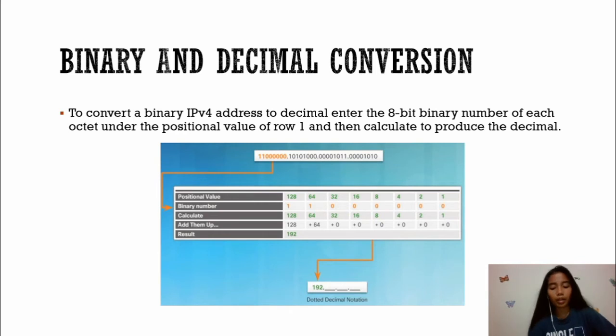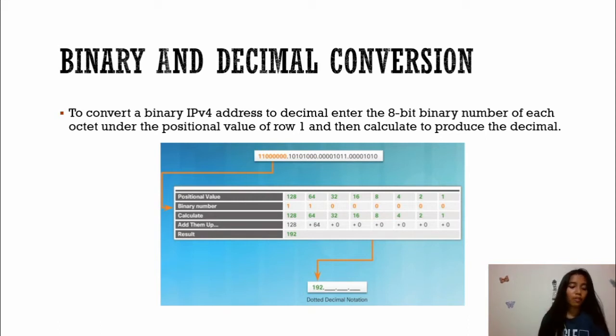For the next one, we have the logical AND. The logical AND is one of the 3 basic binary operators in digital logic. It is used to determine the network address, and the logical AND of 2 bits yields the following results: 1 and 1 equals 1, 0 and 1 equals 0, 0 and 0 equals 0, 1 and 0 equals 0.